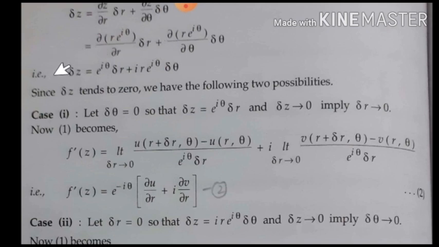So the only change is in finding delta z. In Cartesian it is obtained directly, delta x plus i into delta y. But in polar we can't obtain it like that, because z is expressed in polar form as a product. Hence, using the total derivative formula, we need to find delta z. And the rest of the case is the same as we showed there, with delta y 0 and delta x 0 as separate cases. Here we are taking delta theta as 0 and delta r as 0.